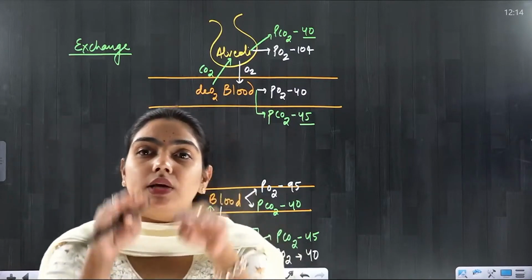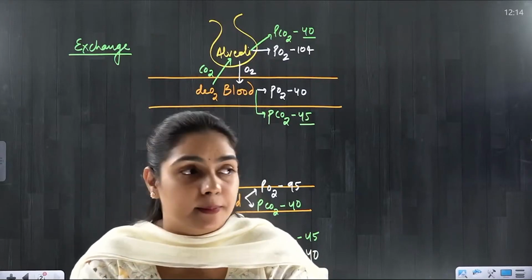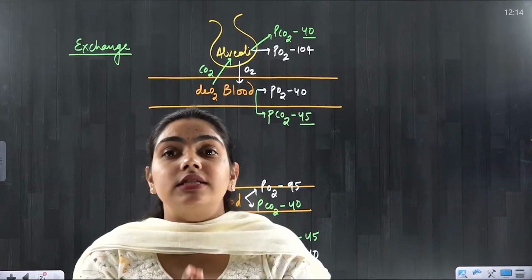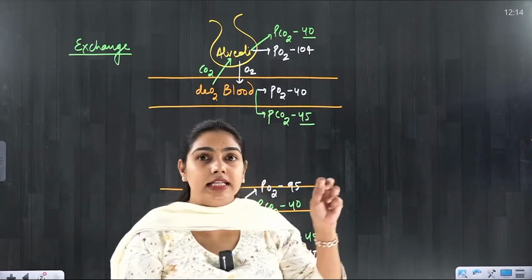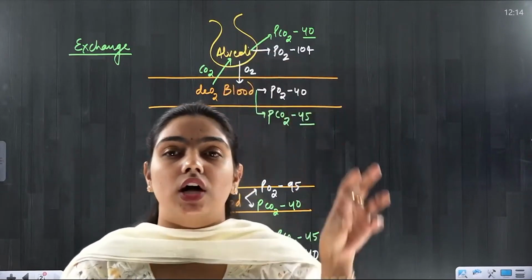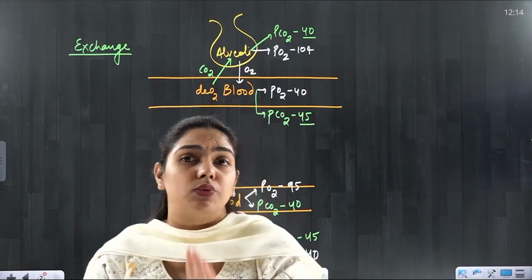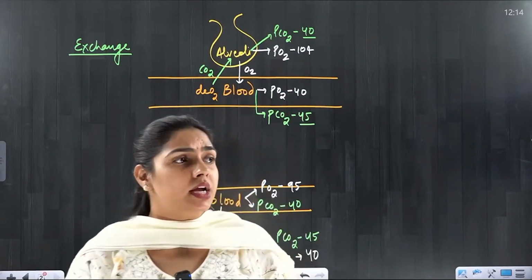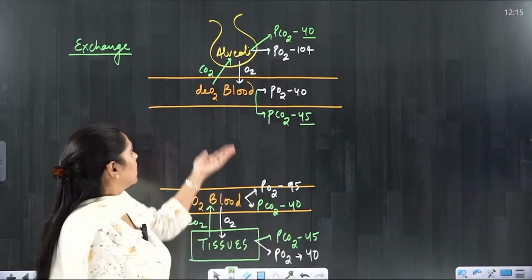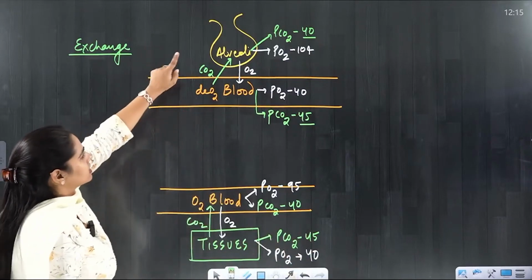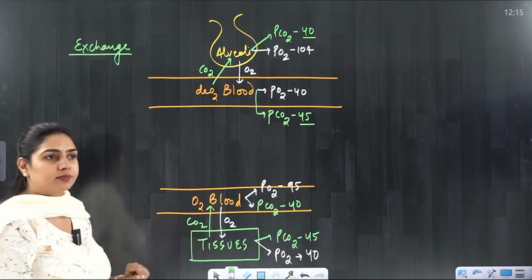Exchange is simply between the two things on the basis of difference in partial pressure. All these partial pressures you have to remember. In the NCERT, there is a very nice figure in which all the partial pressures are mentioned, and it is very easy to remember them. Once you come here, I will tell you a very easy trick to remember the partial pressures. So, everyone, you understood the exchange? Here is the exchange between alveoli and blood, and here is the exchange between blood and tissues.